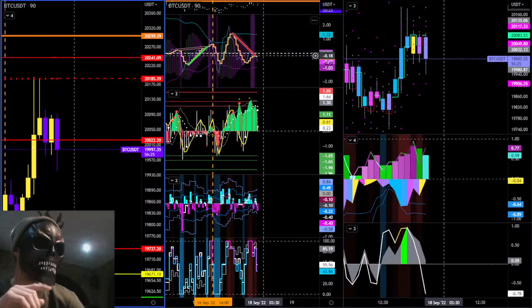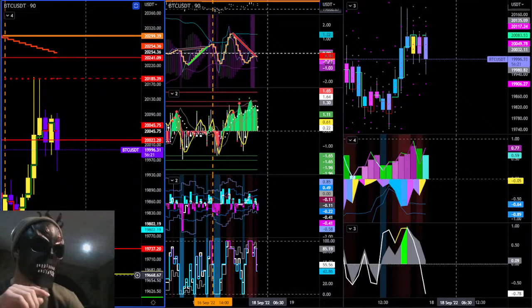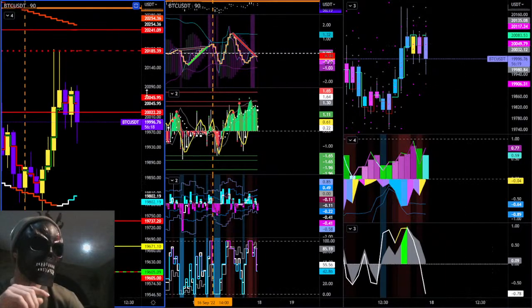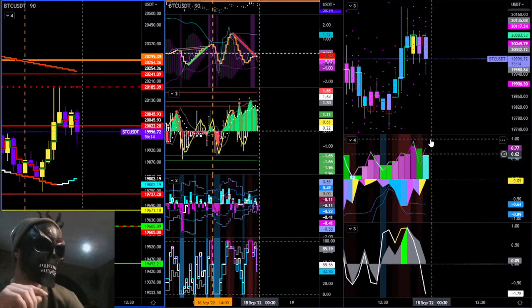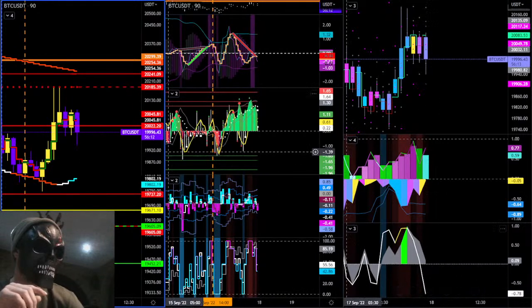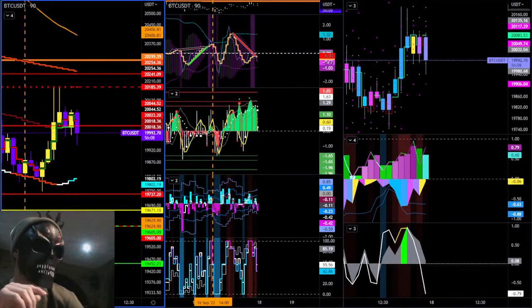Some sideways on the 90 minute. Bearish mean reversion to the downside. Daily's at 19,668. Off of a signal like that, if this expands and that goes through. Given it's quite hard to move those around.